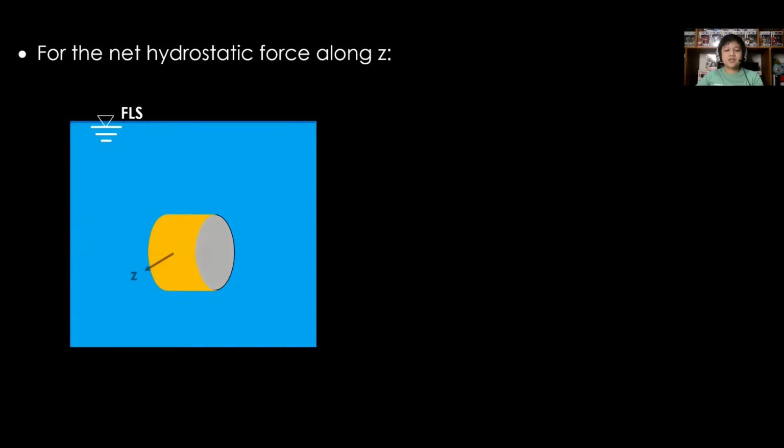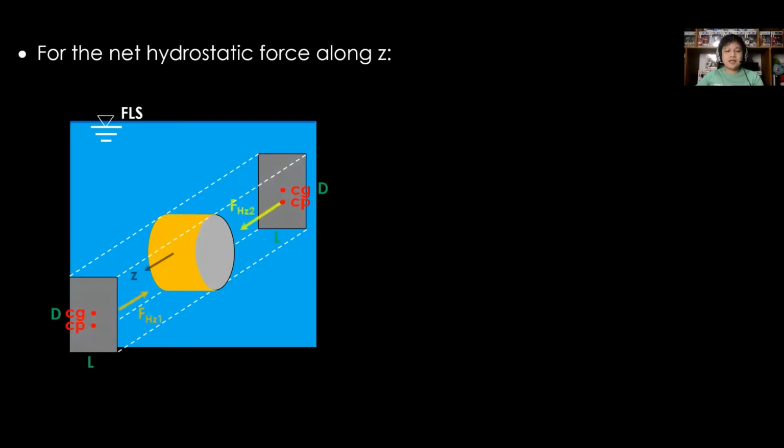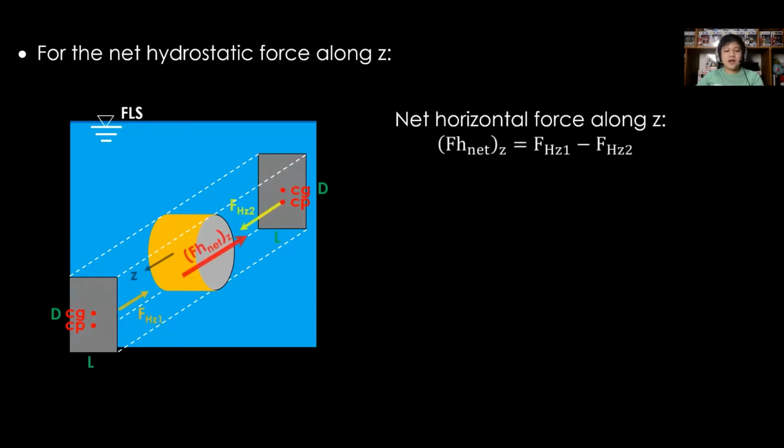Next, for the net hydrostatic force along Z, consider the projected surface. Assign hydrostatic forces F sub Hz1 and F sub Hz2. For the net horizontal force along Z, Fh net at Z is equal to F sub Hz1 minus F sub Hz2.